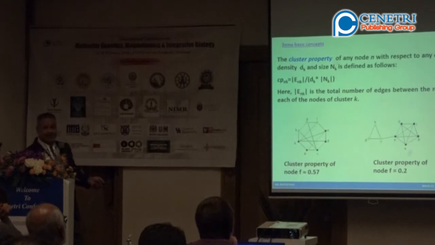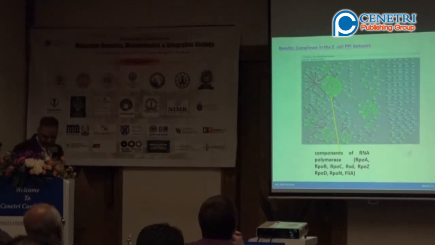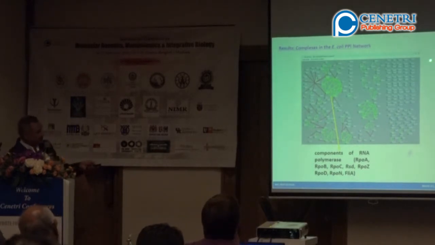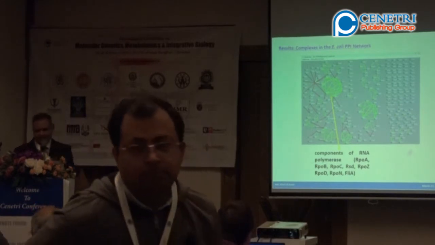This is very low, indicating that it is part of the periphery, not the clusters. Anyway, using these techniques, we developed an algorithm and applied it to the E. coli PPI network long ago, I think, and we found that similar function proteins are included in individual clusters.